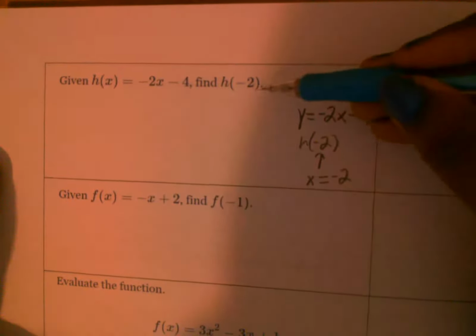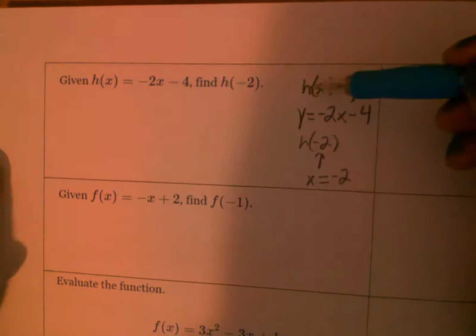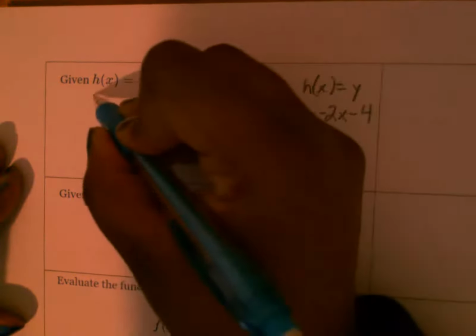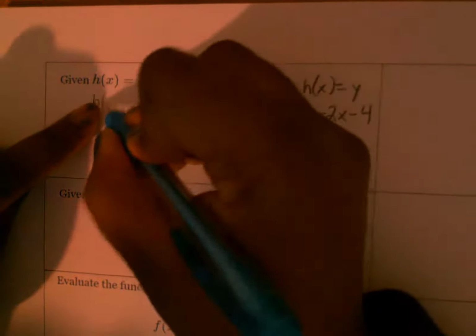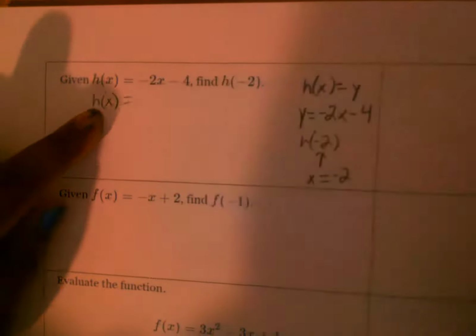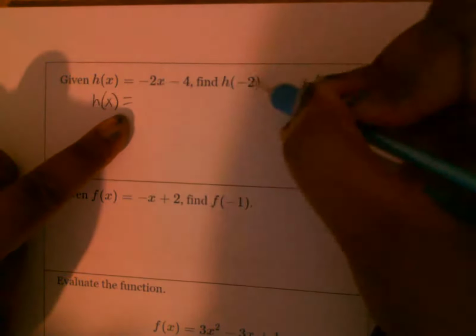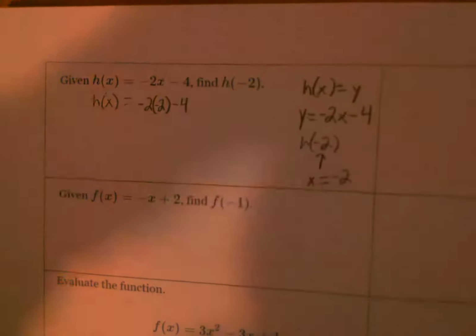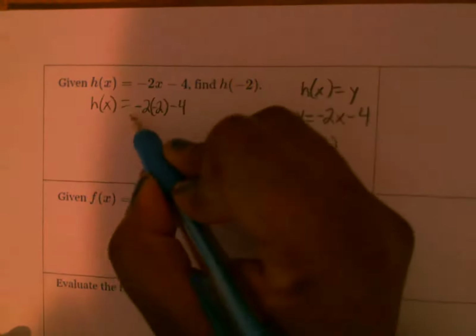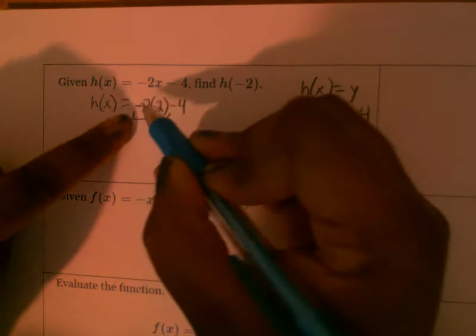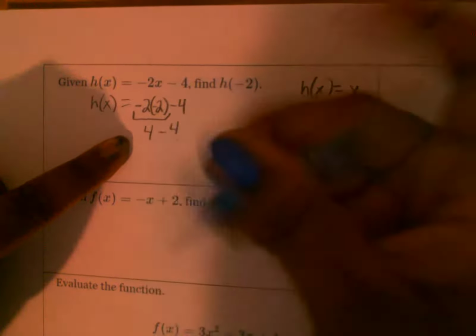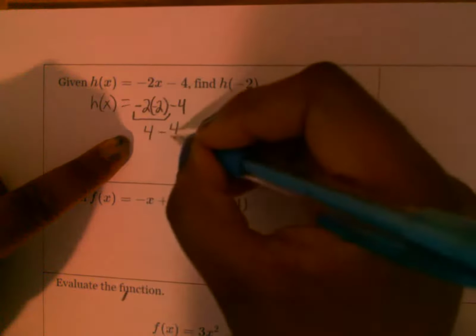So this is saying, what is my y? What is my h of x when my x value is equal to -2? So what's y when x is -2? You just substitute. You can put h of -2 here, or you can just put h of x, it doesn't matter, as long as you substitute -2 in the place of x. So that's -2 times -2 minus 4. Order of operations means that you are going to multiply -2 times -2, which is a positive 4. Then you have minus 4.